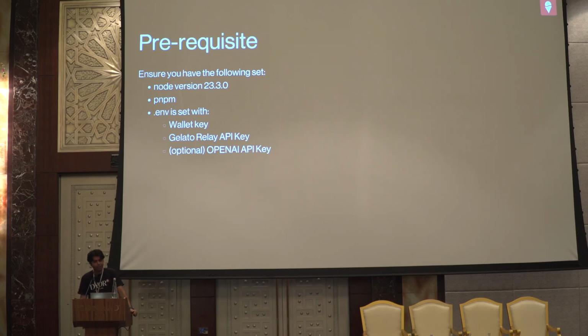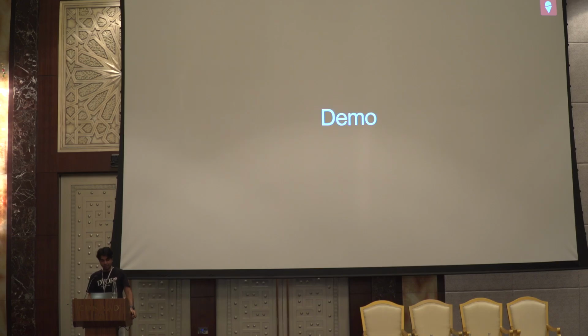So now that we have covered what the game is and how it works, we can proceed with the demo. You have to have Node version 23.3.0, and PNPM or Yarn, whatever you prefer. You also need an env file with your wallet key and your Gelato Relay API key, and optionally an OpenAI API key. But if you want to use your own LLM locally, that's completely fine. That's something you can configure in the agent itself. Cool, so I'll proceed with the demo.